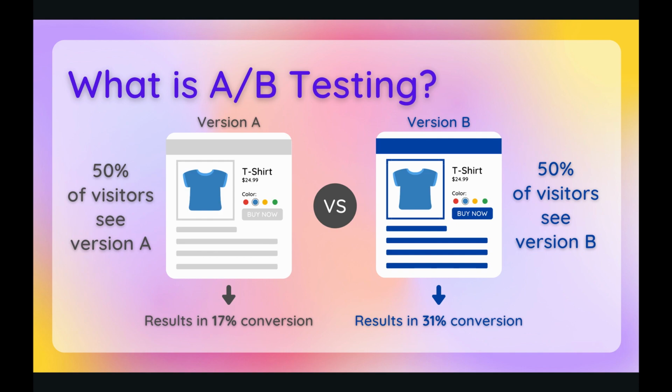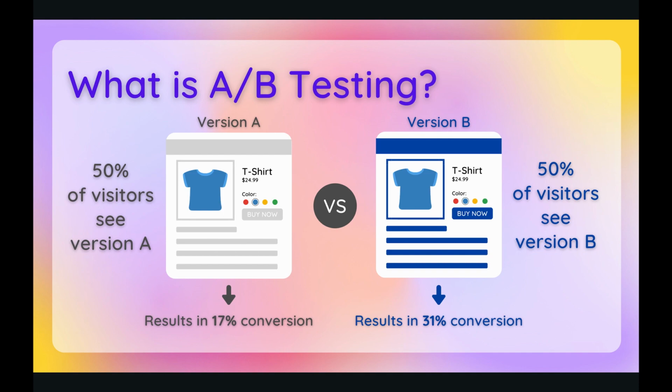Now we let some time run, let's say 3 months or so, and then we look at the data. Let's say from version A, 17% of our site visitors bought the t-shirt. But with version B, 31% of the people who visited bought the t-shirt. From this data, we could run some statistical tests to see if this was statistically significant, and if it was, we might decide to route 100% of the traffic from version A to version B and have version B be our site going forward. That is exactly what A/B testing is.